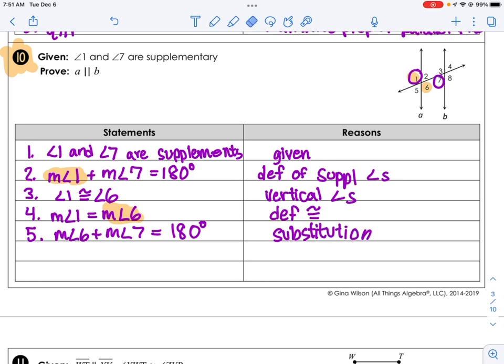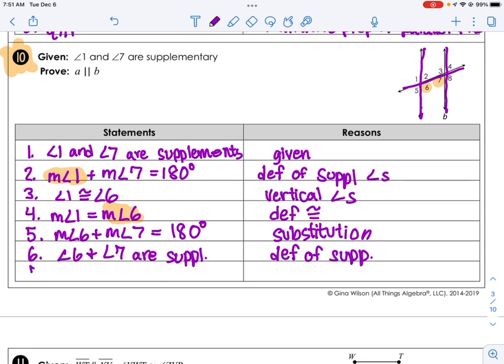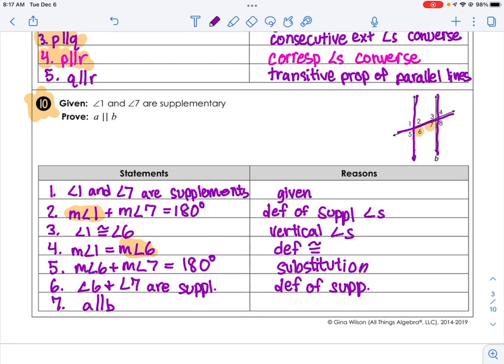And then if you look at what we've got, angle 6 and angle 7 up here are supplementary angles, which means since they are consecutive interior angles, we're going to be able to say that line A is parallel to line B. So let's go ahead and say that angle 6 and angle 7 are supplements by the definition of supplementary. And then A is parallel to line B by the consecutive interior angles converse.